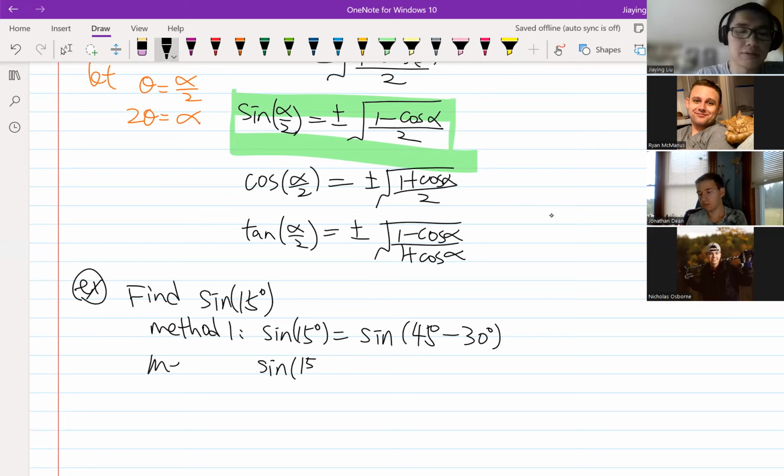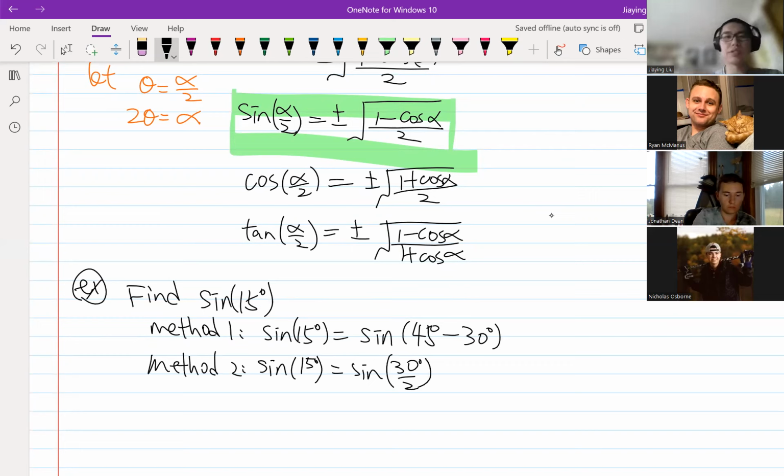So we can say sine 15 degrees. This is method 2, which is sine 30 degrees over 2, where 30 degrees corresponds to the alpha in the formula. So sine alpha over 2, that's like 30 degrees here. And now we just apply the formula, which is plus minus square root of 1 minus cosine 30 degrees, and all over 2.